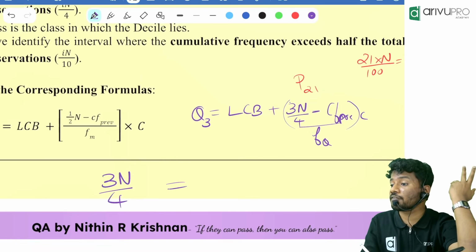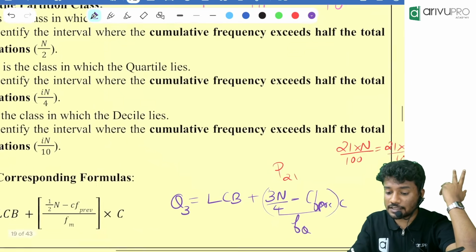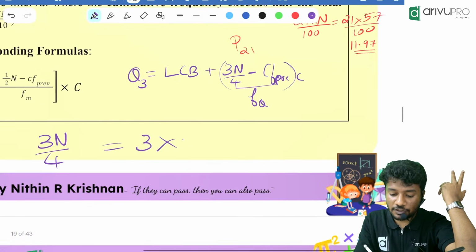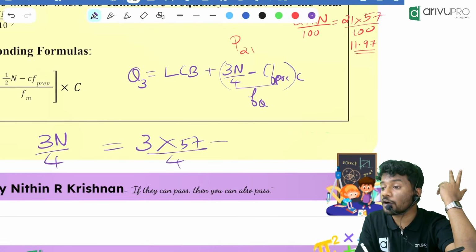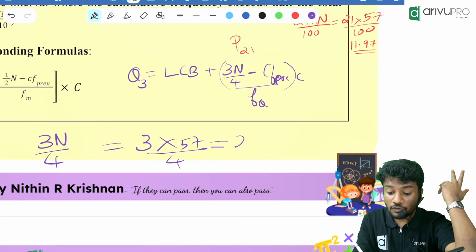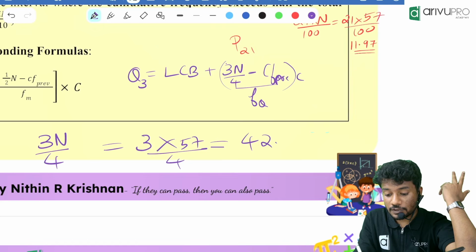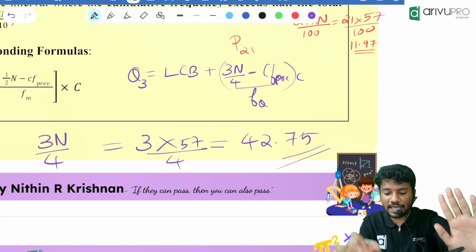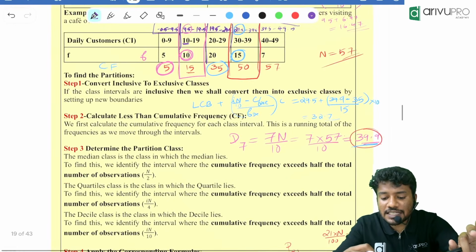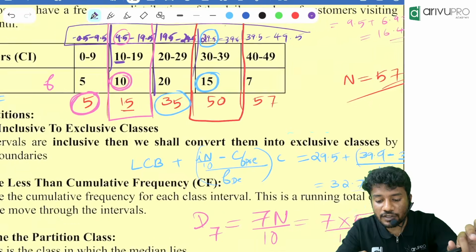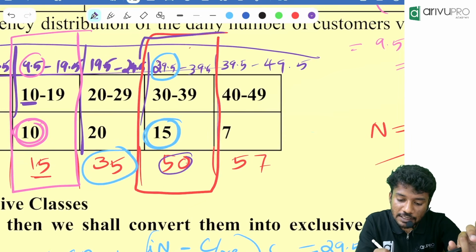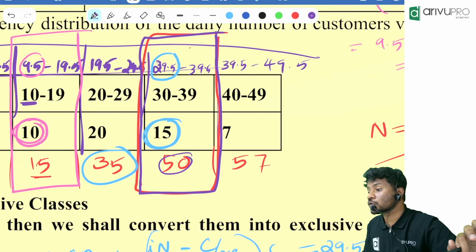How much is 3n by 4? 3 into n, and n is 57. So 3 into 57 divided by 4, how much is it? 42.75. Everyone got 42.75? Yes. Now which is the class whose cumulative frequency is greater than 42.75? That is 50. That means this itself is our quartile class, or Q3 class.